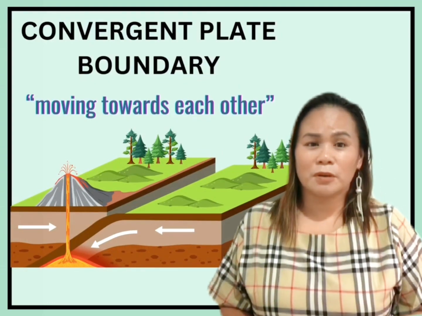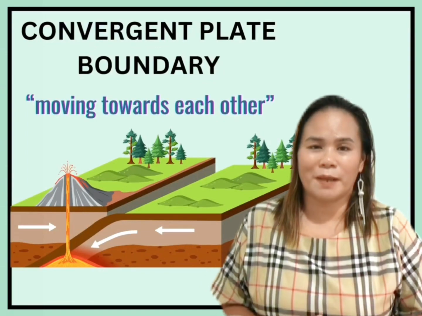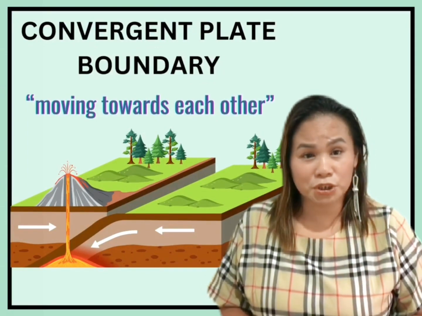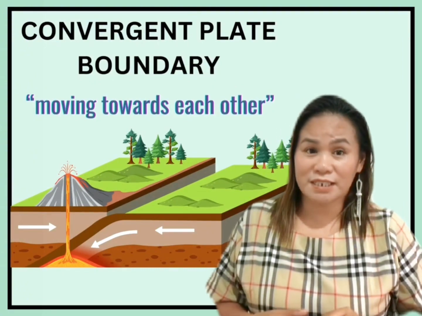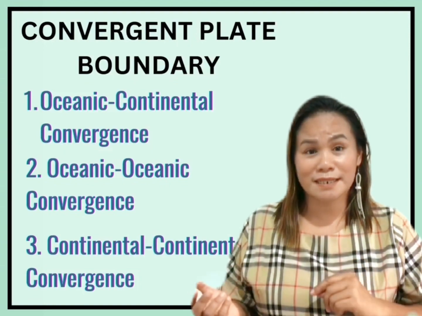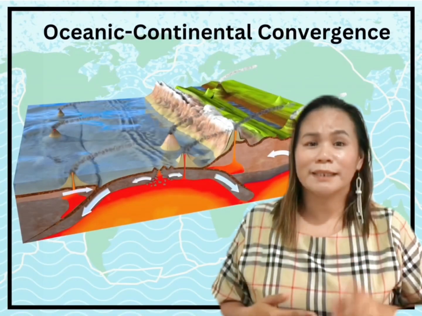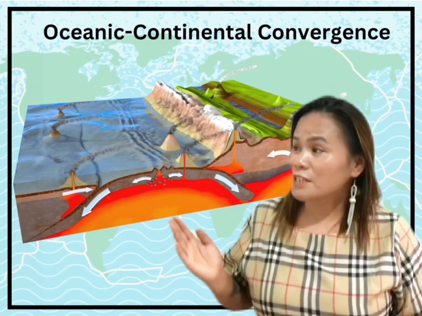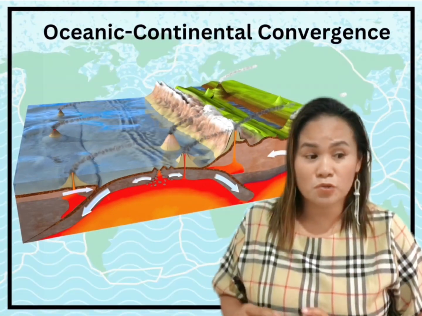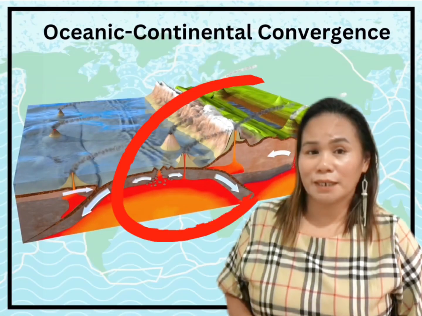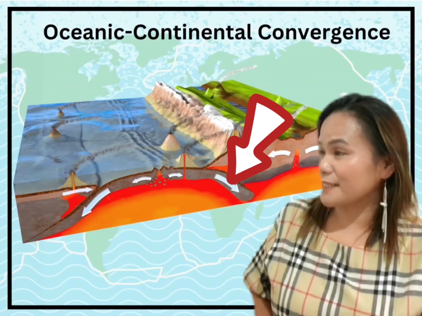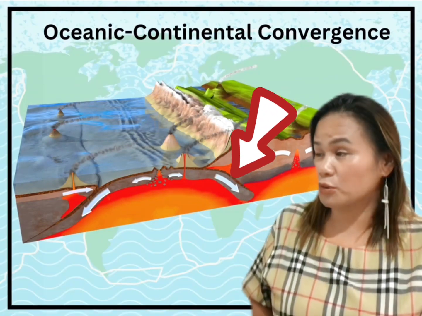Now, what are the possible results of the convergence of these two plates? The answer is, it depends. It depends on which type of plates collide, whether it's continental-continental, oceanic-oceanic, or continental-oceanic convergence. Now let us discuss it one by one. So this photo shows the three types of convergence, but let us focus more on this one, the continental-oceanic convergence. As you can see in this portion, one has a continental edge and the other has an oceanic edge.